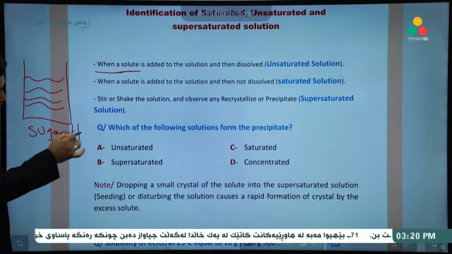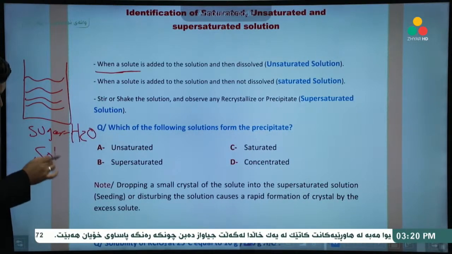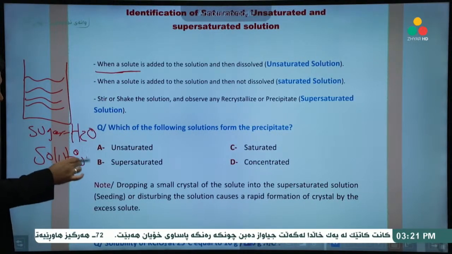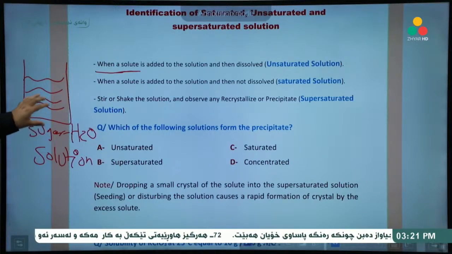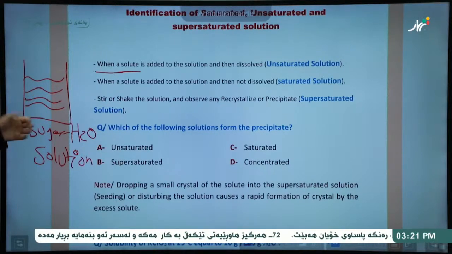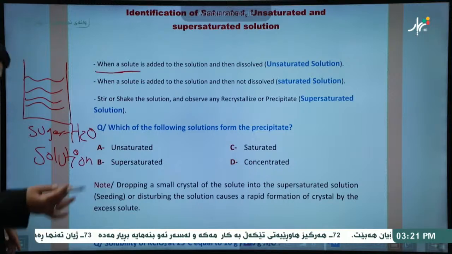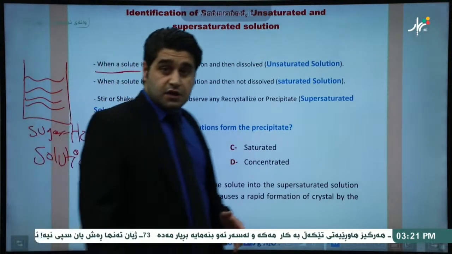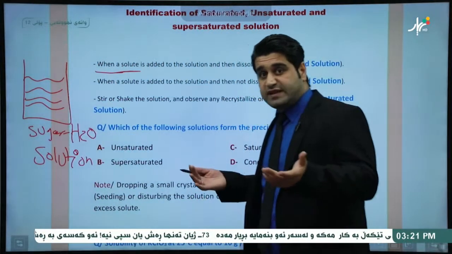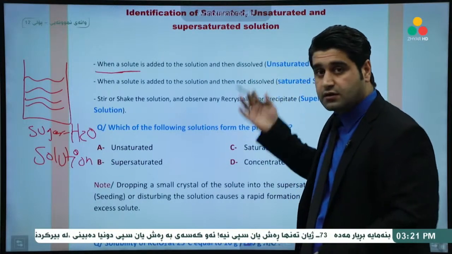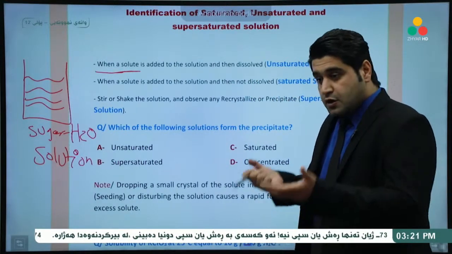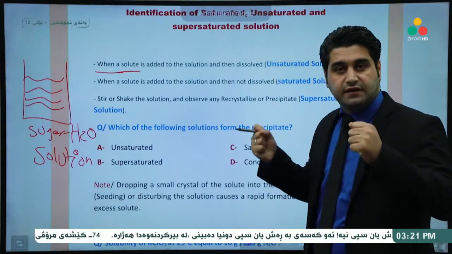Sugar H2O solution. Identify whether it is saturated, supersaturated, or unsaturated. Okay, it's very easy. I'm going to taste it. You're going to feel a sweet taste, but how do you know if it's saturated, supersaturated, or unsaturated? You should prove that practically.